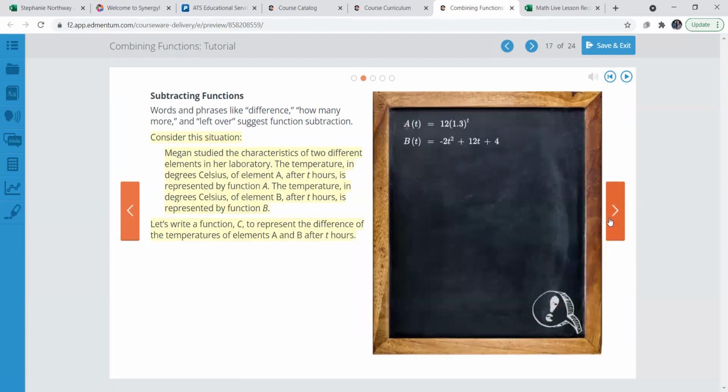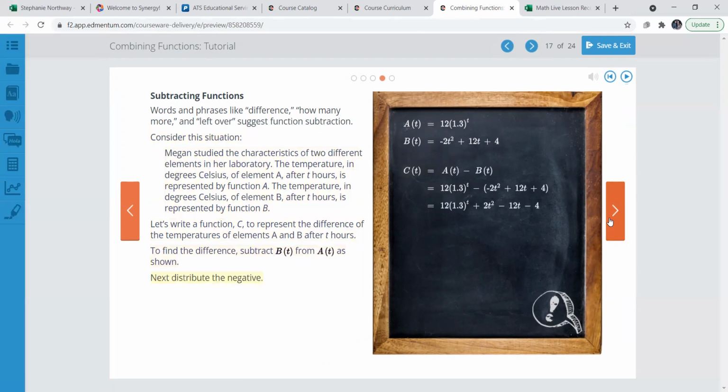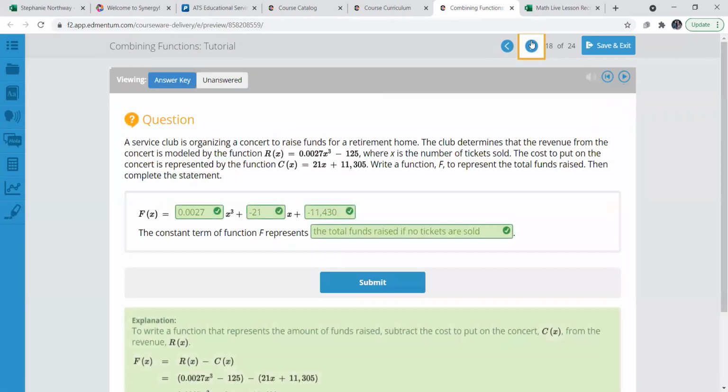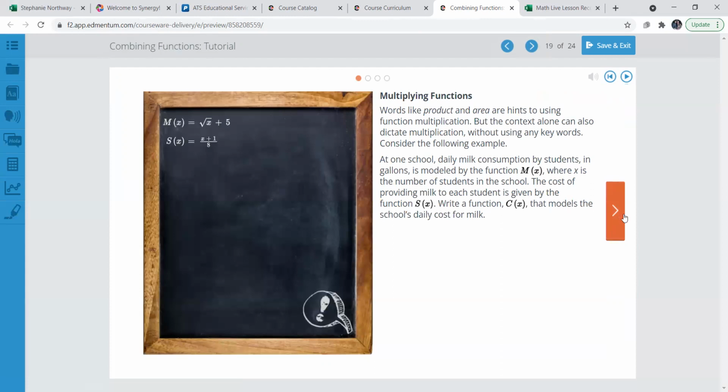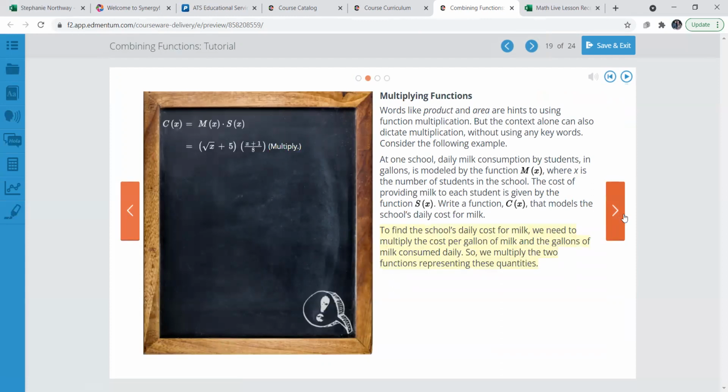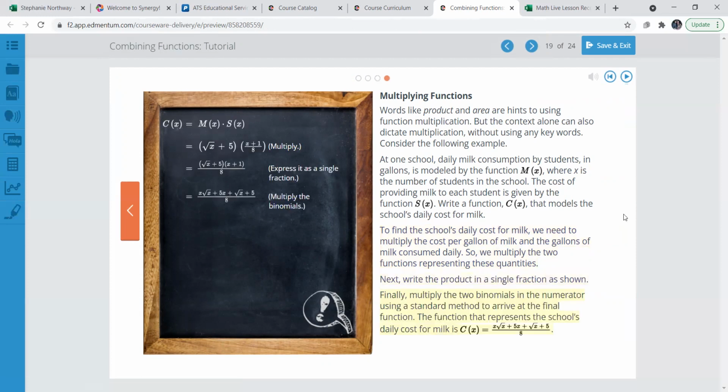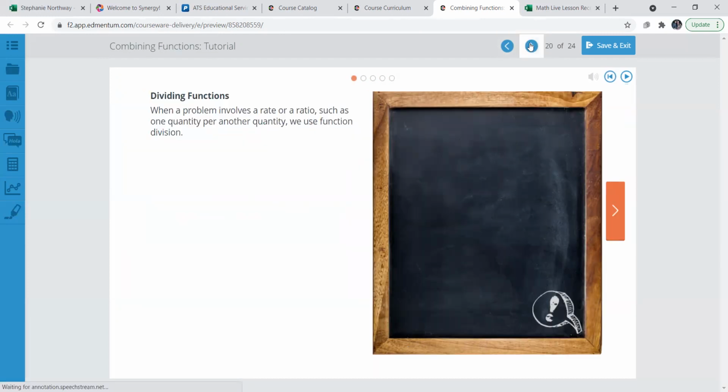Subtracting functions, all right? Kind of the same process. We're just combining them together. And then you factor it out using the greatest common factor, and then that will get you the answer that you need. Questions, I'll let you solve this one. Multiplying functions, same concept. Factoring it out, and we are combining the two things together.